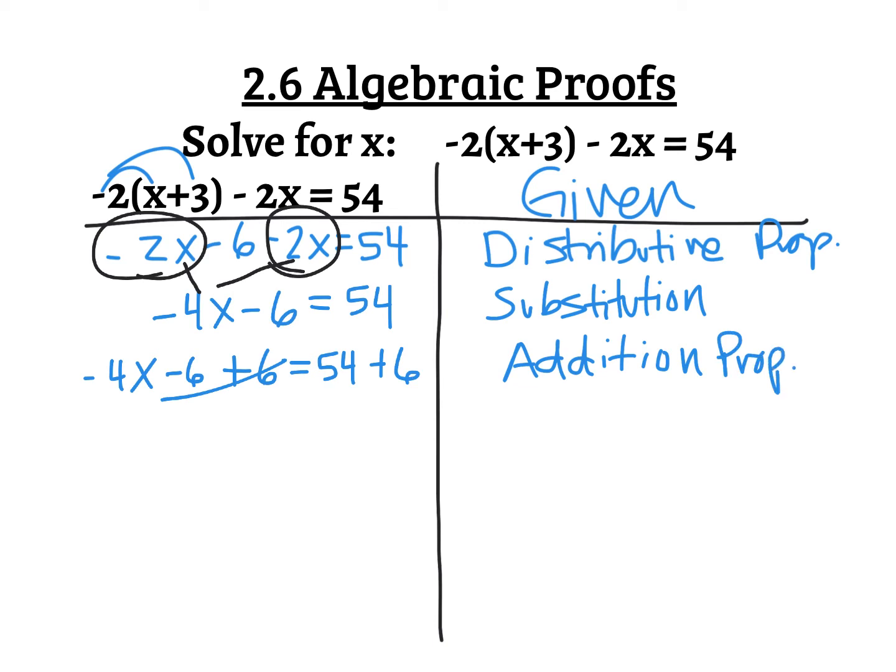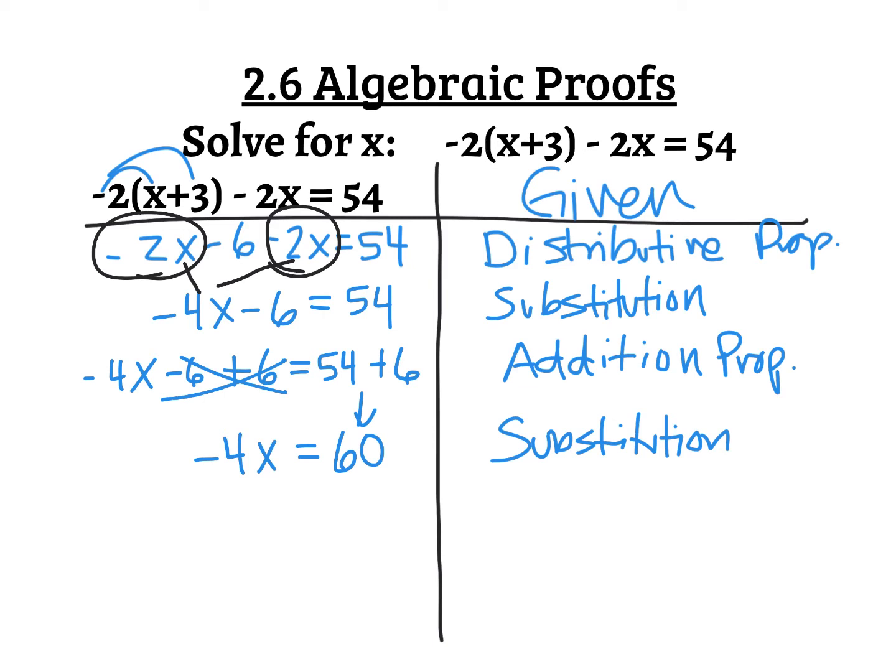Now, if I start simplifying, like I said earlier, the 6's will cancel. You're left with negative 4x. And then on the right, 54 plus 6 is the same as saying 60. So since we're replacing 54 plus 6 with something of equal value, that replacing, that simplifying, we call that substitution. Because 54 plus 6 is the same thing as saying 60. You're not changing the value, you're just replacing it with something different.